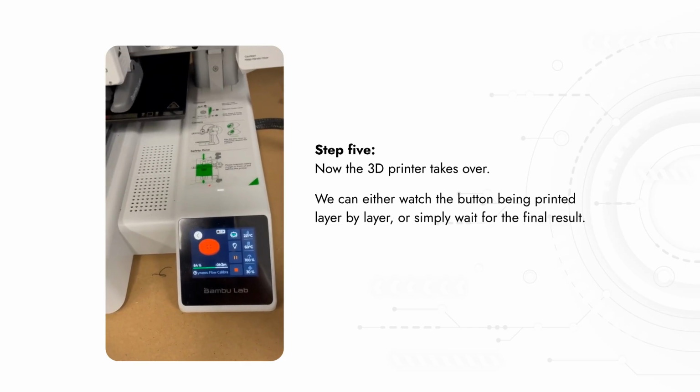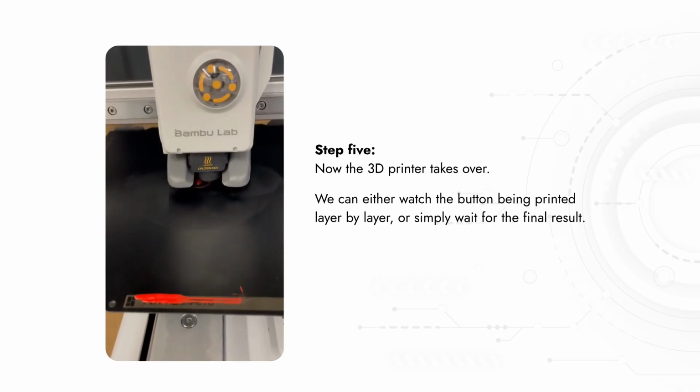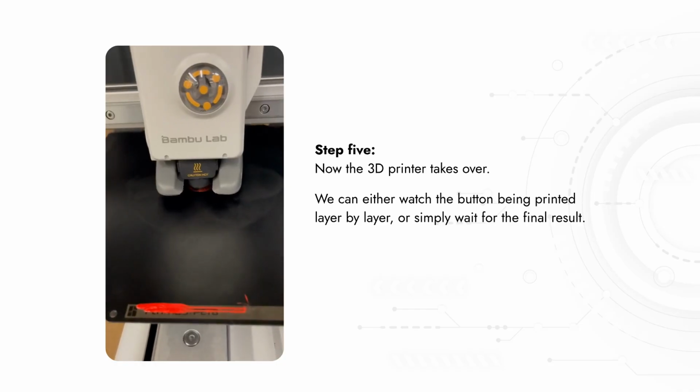Now the 3D printer takes over. The printer builds the object layer by layer, following the instructions generated by the slicer. We can watch the process in real time, or simply wait until the printing is complete.